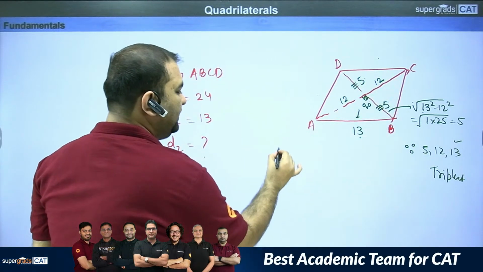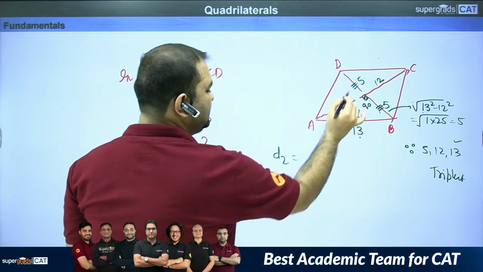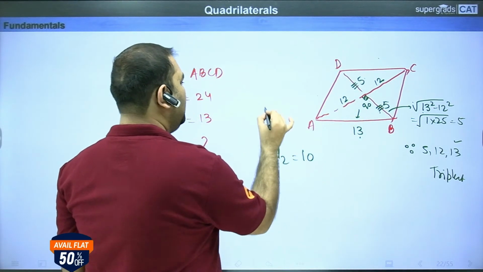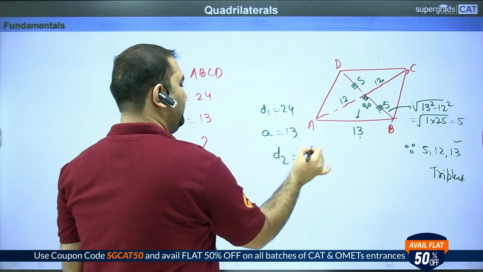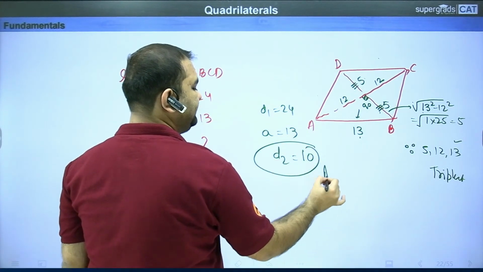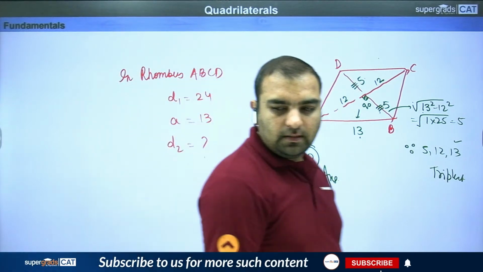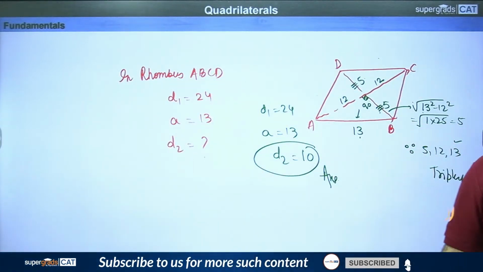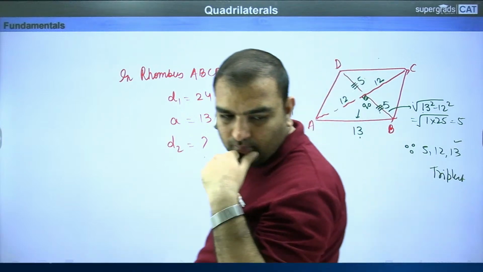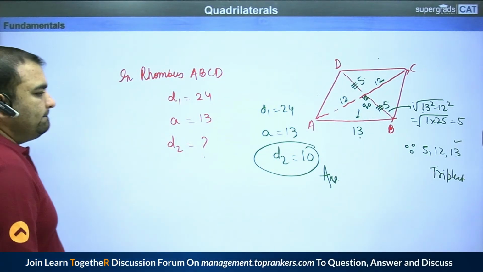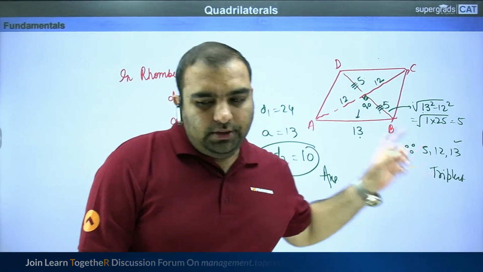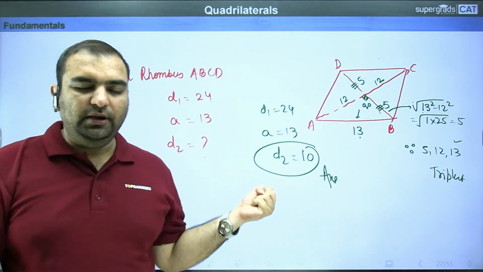So what is the other diagonal D2? 5 plus 5, 10. D1 is given, a is given. We have found D2 as our answer, 10. What happened, Rakesh? Is it clear to you? I recommend doing it like this only.